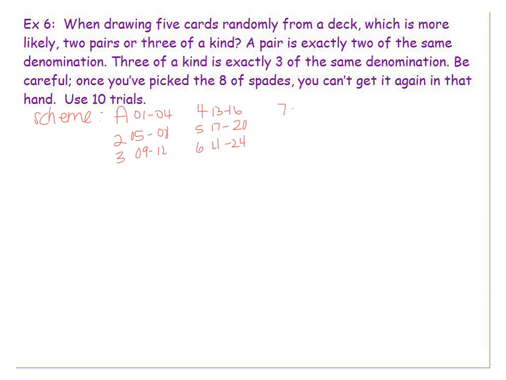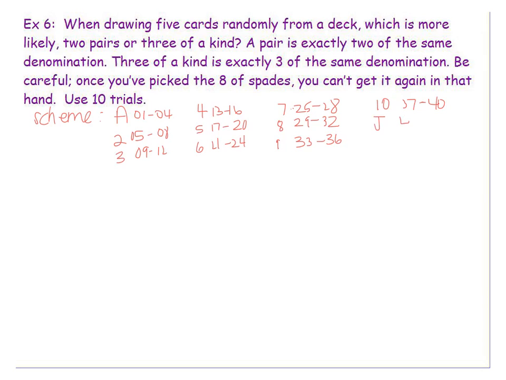7s are going to be 25 to 28. 8s are going to be 29 to 32. 9s are going to be 33 to 36. 10s are going to be 37 to 40. And then after 10, it jumps to a jack.